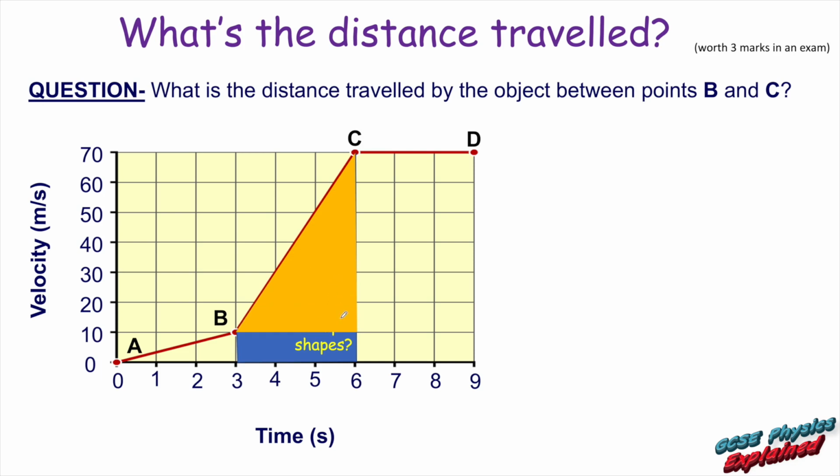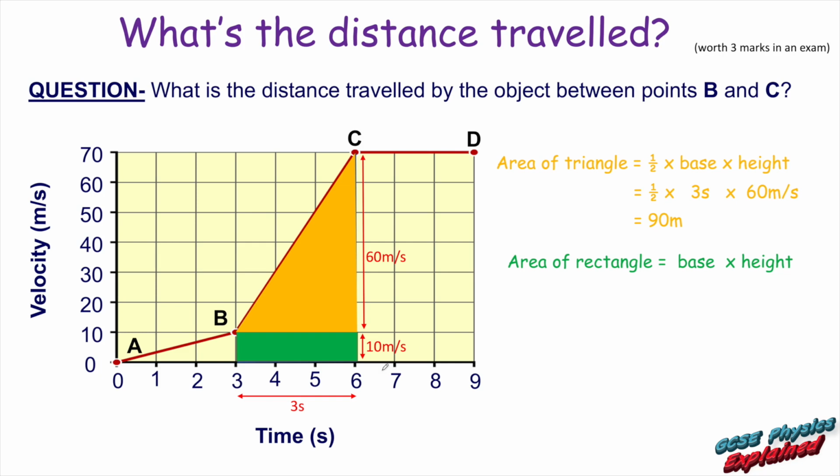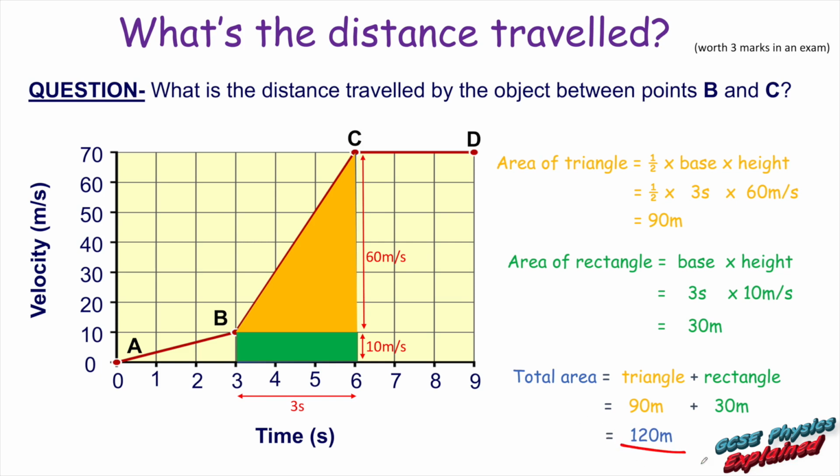Alright, it's just a triangle on the top bit and then a rectangle on the bottom bit. So the rectangle's got a base of 3 and a height of 10, and the triangle has got a base of 3 and a height of 60 because it goes from 10 up to 70. So get the area of the triangle, a half times by the base times by the height. So that's a half times by 3 times by 60, which is 90 meters. And then the area of the rectangle is your base times by your height, which is 3 times by 10. And that comes out as 30. Remember to add them together to get the total area, and that will give you your total distance.